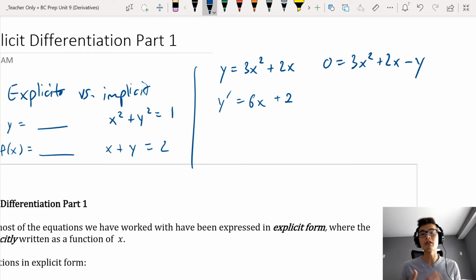This is where we need to use implicit differentiation because the y is not by itself. And so the way we would approach this is the exact same way we did before. Take the derivative of everything. Derivative of 0 is 0. Derivative of 3x squared is 6x. Derivative of 2x is plus 2.